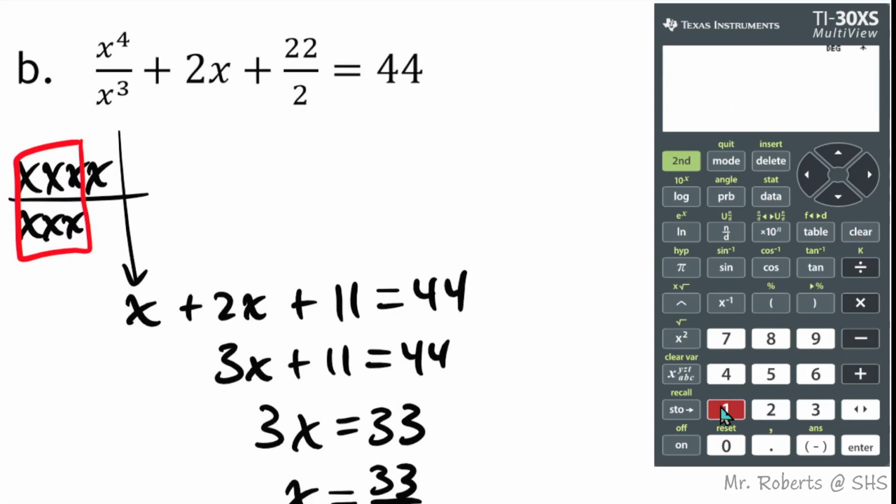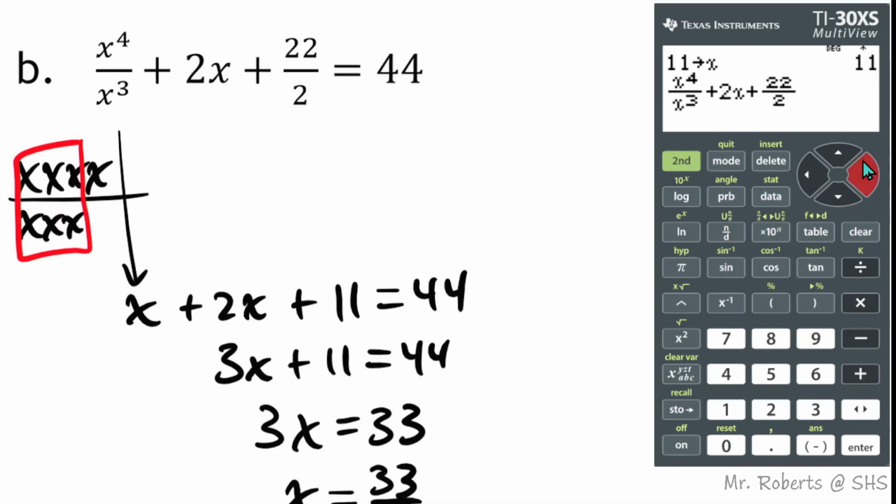So let's go ahead and store 11 into x. So 11 store x. I'm going to look at a fraction in the numerator. I'm going to type x to the fourth power. In the denominator, I'm going to type x to the third power. And the next thing I'm going to do is add 2x, and then I'm going to add 22 halves.